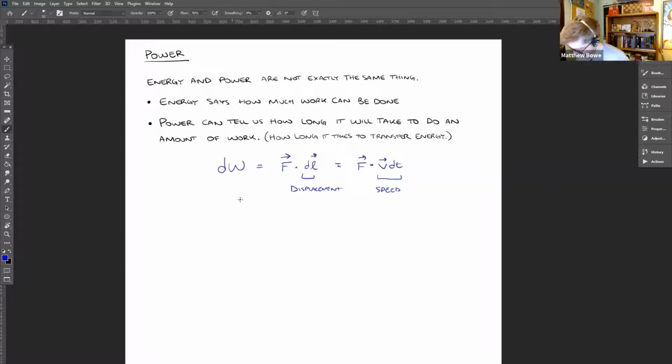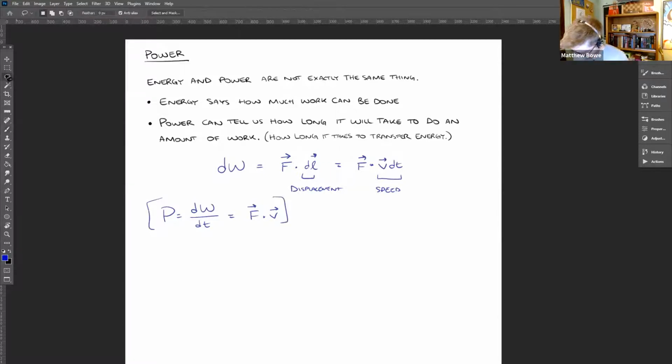So we have power is basically just the rate of change of work. So a little slice of work over a little slice of time. So an amount of work over time. You could also say this is equal to force, whatever force I'm applying to an object, times the velocity the object is moving. Okay, so we have this equation for power.